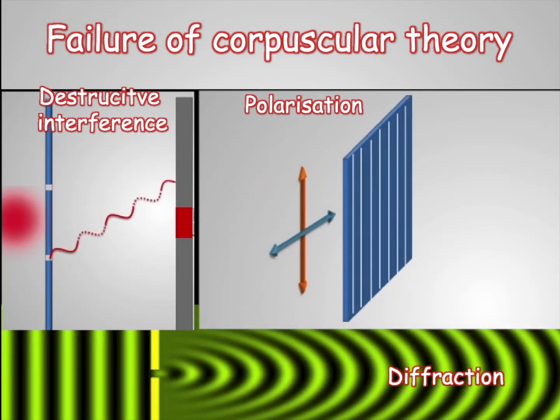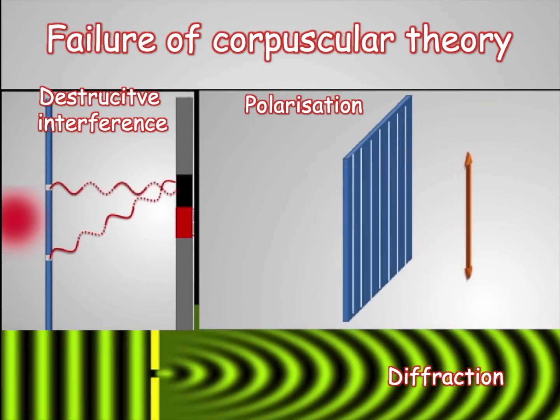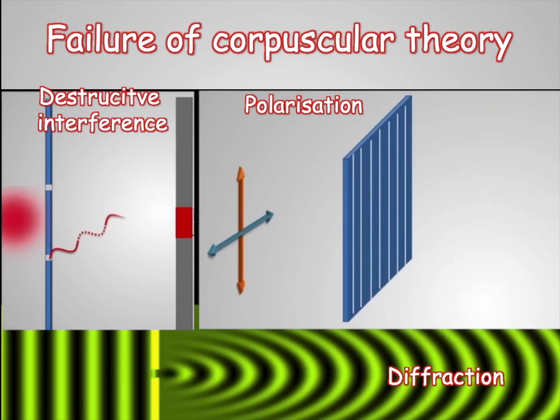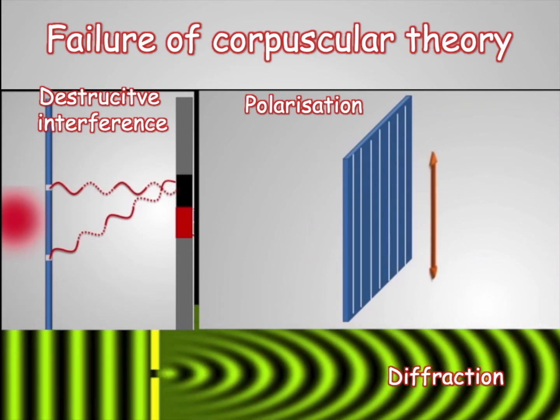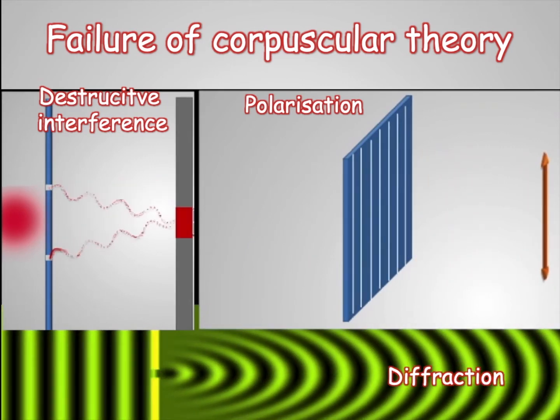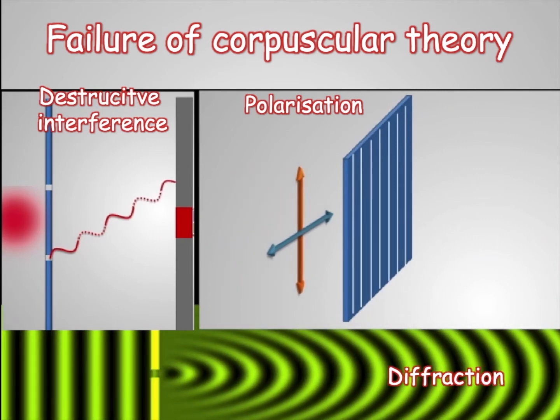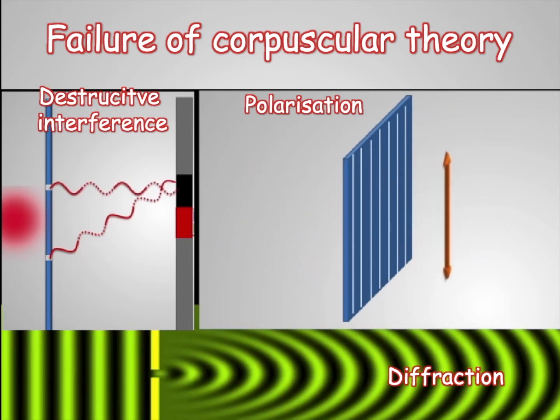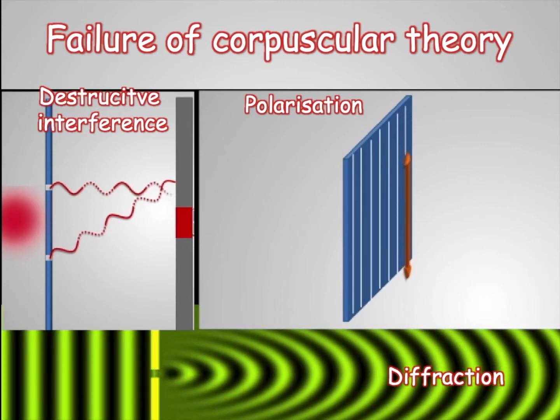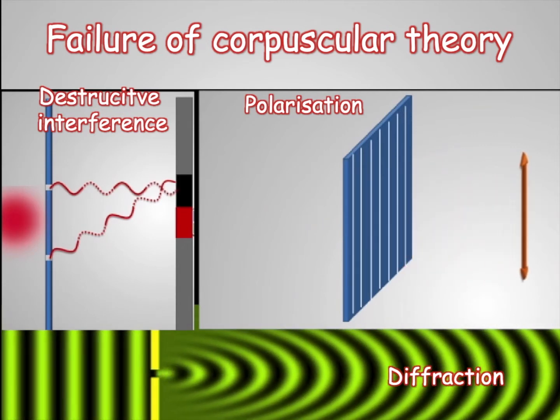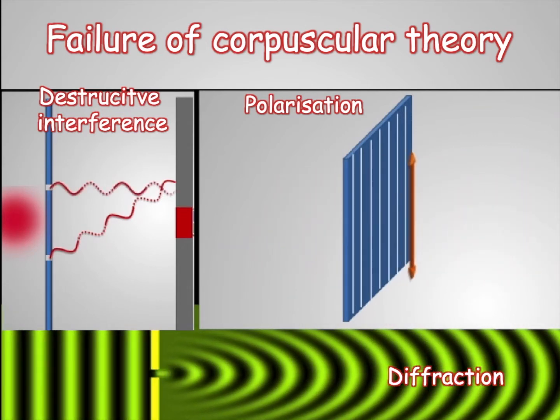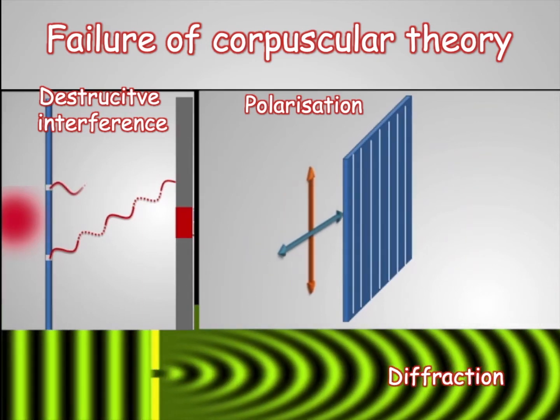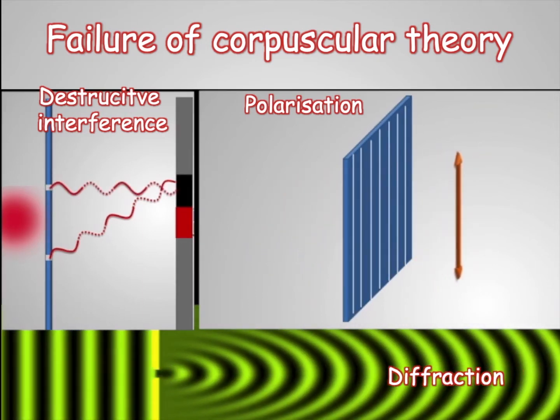In interference, you can see two waves can produce darkness. If it was particles, it would never happen. In polarization, we consider the components of vibrations of the wave. In diffraction, you can see the wave is spreading through the gaps. It won't happen if the light was made of particles. Corpuscular theory was discarded by the scientists because it could not explain these phenomena which were observed later.